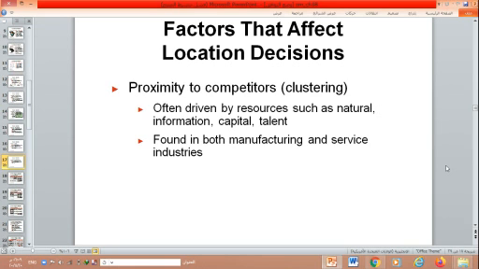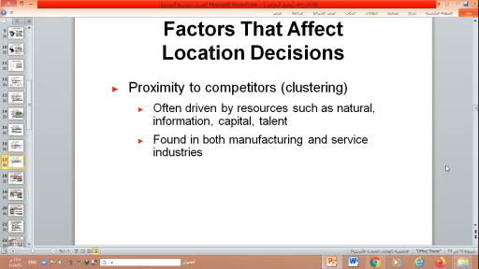The last factor that affects the location decision is proximity to competitors. Whether in manufacturing or service organizations, both like to locate near their competitors. Okay, and this is called clustering. And what do we mean by clustering? Clustering is the location of competing companies near each other, often because of a critical mass of information, talent, venture capital or natural resources. So because these resources are available, we find something called clustering.